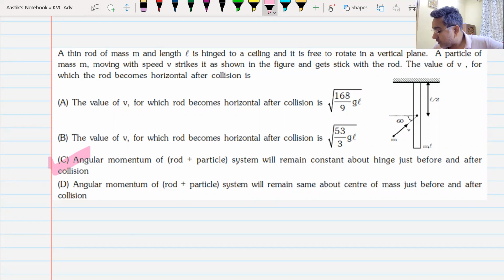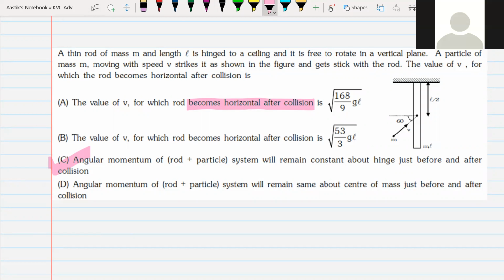Now, the rod has to become horizontal after collision. I had done a question where I'd asked you the height of the rod. Yes or no? Yes, sir. This is a different type of question likely to come in JEE. This is how they frame questions in JEE. And when I say JEE, I mean JEE Advanced. I'll give you time to solve. This is a JEE Advanced question.